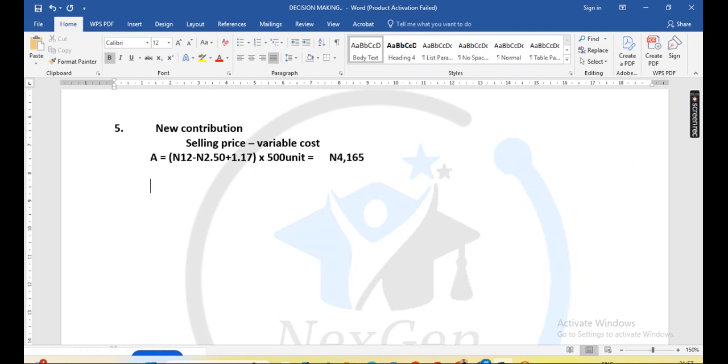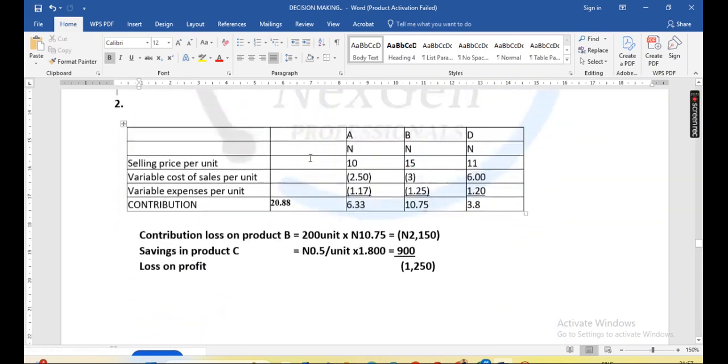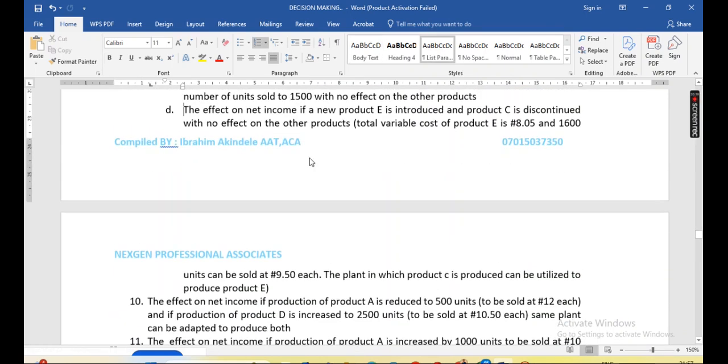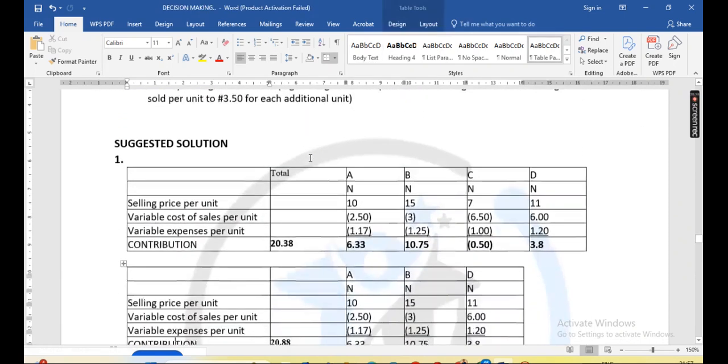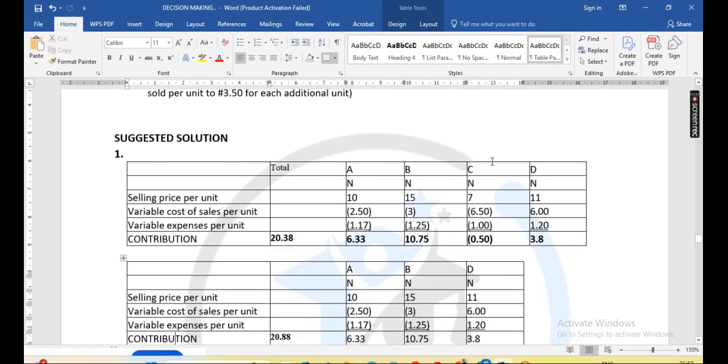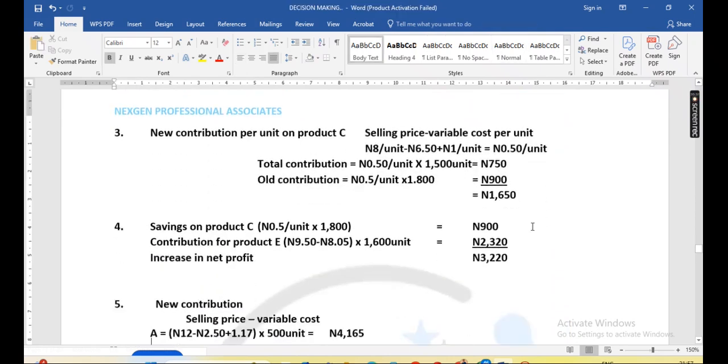So the next product is product D. What is the selling price? Is there a new selling price? There is, right? So let's go back. Okay, there is a selling price. 10.50 naira. God bless you. Then the variable cost: don't forget we add the variable costs together per unit so that we get the contribution. Please take note of that.